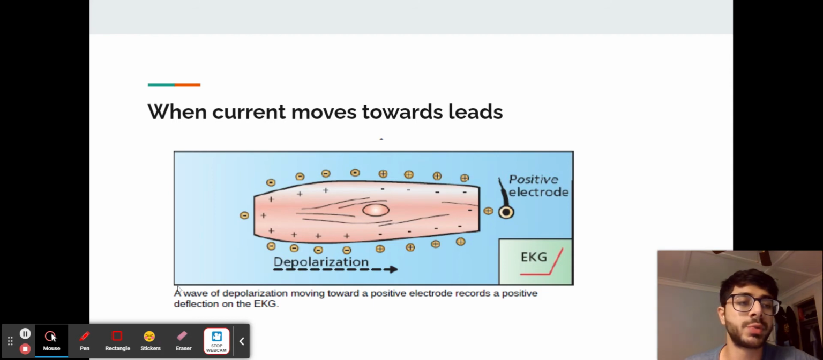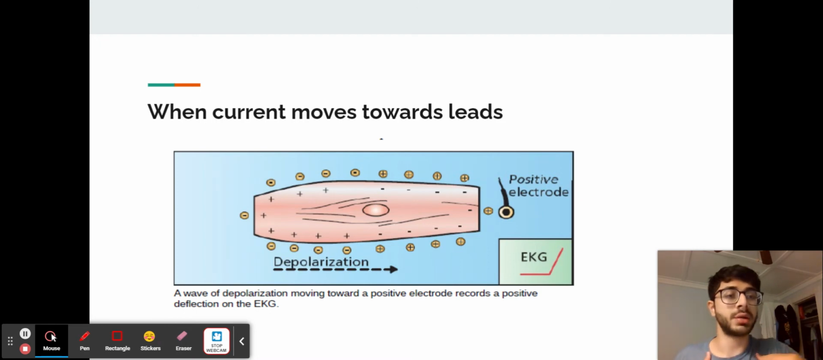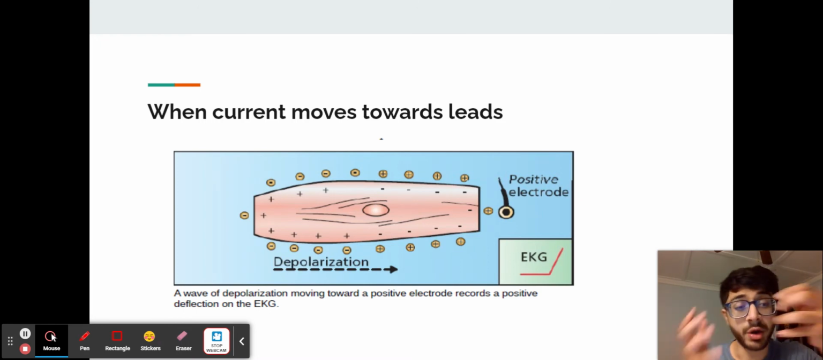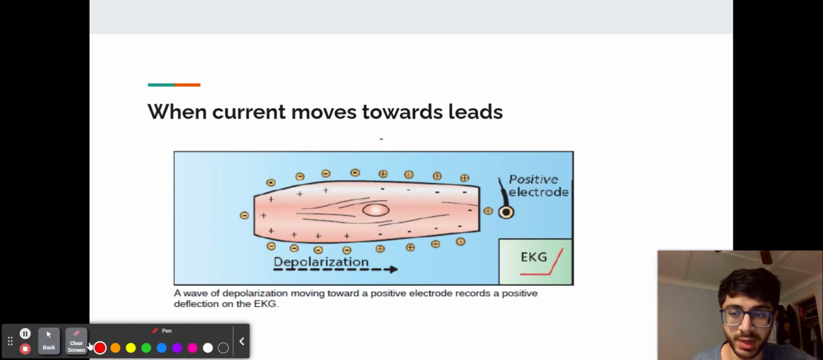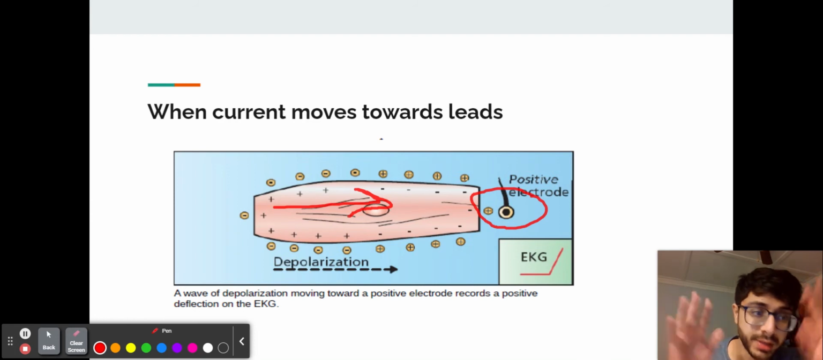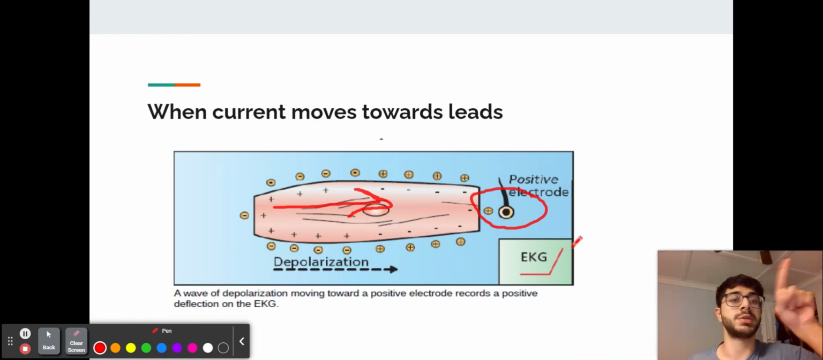Okay, now this is where the understanding that no one ever teaches you starts, and I'm going to teach it to you. Understand that ECG leads are electrodes. If you're an electrode sitting at some vantage point and current is coming towards you, you'll note a positive deflection. That's what's written on this slide. This is my electrode, and the wave of depolarization is coming towards me, so I will note a positive deflection.